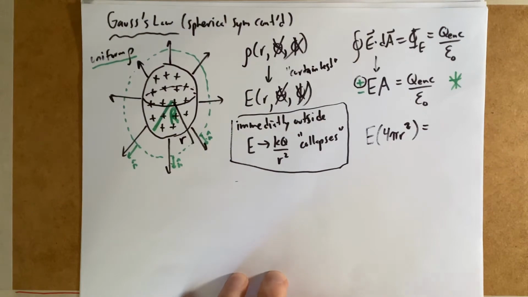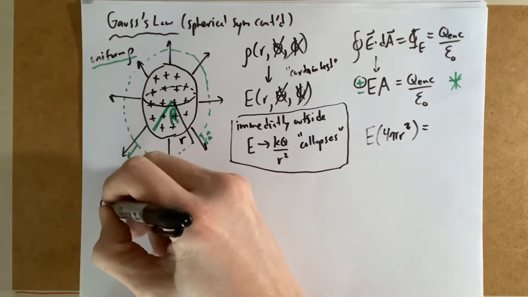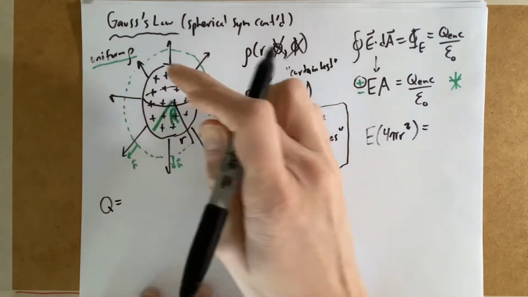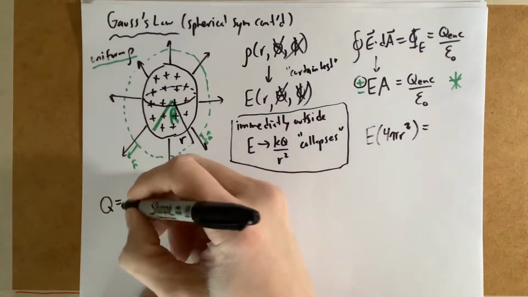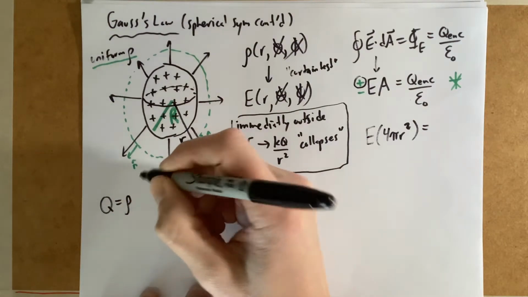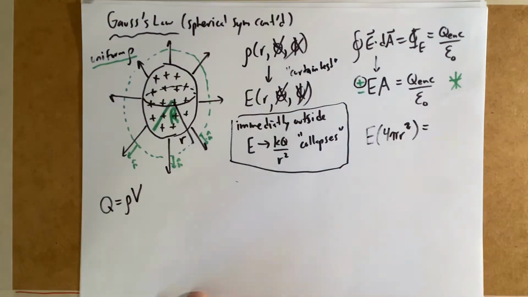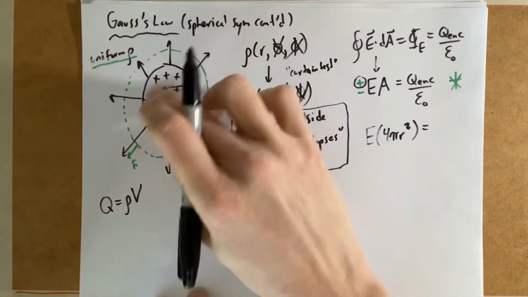And then the charge enclosed, well, all of it is enclosed. If I'm going to do this in terms of charge density instead of charge itself, the total charge will be Q equals rho times the volume. And of course, I want the entire volume because all of this is enclosed.